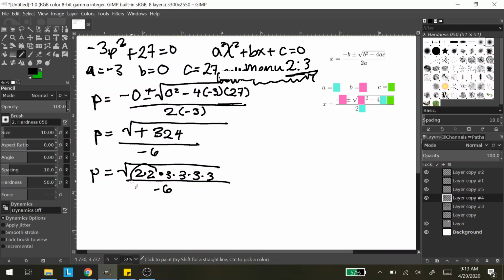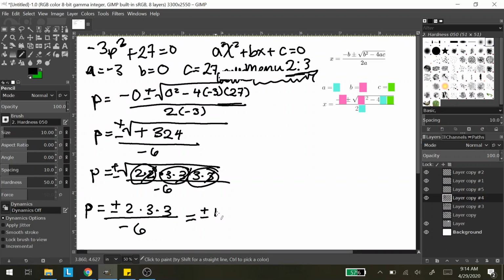I'm going to group them up in groups of 2. 2, 3, 3. Kill one from each group. Bring what I have left outside. Oh, I can't forget the plus or minus, because you need two answers. So I've got plus or minus 2 times 3 times 3, all over negative 6. Well, 2 times 3 is 6. 6 times 3, 18. So I've got plus or minus 18 over 6, which is going to reduce to plus or minus 3.